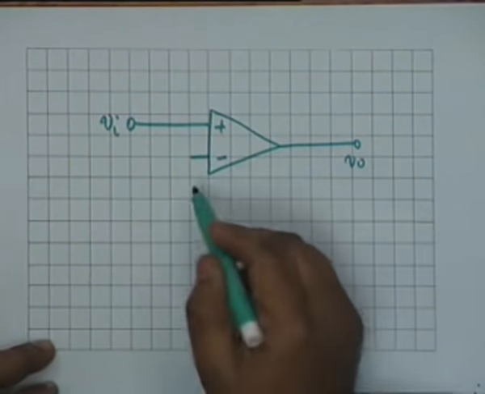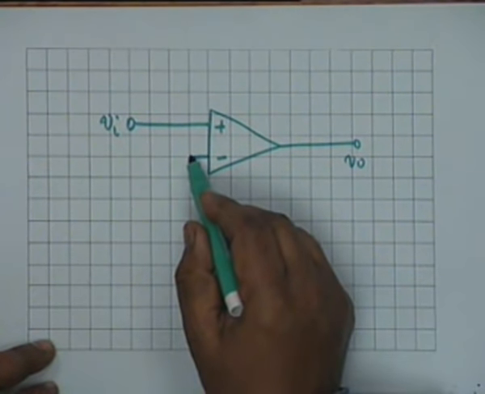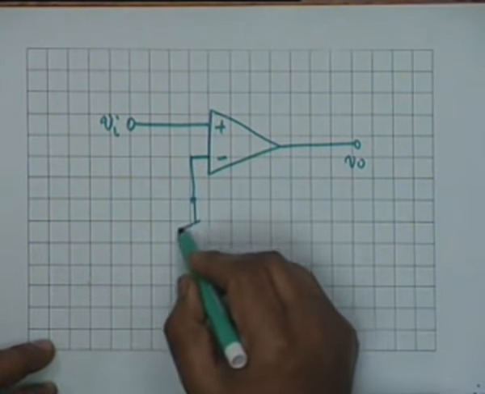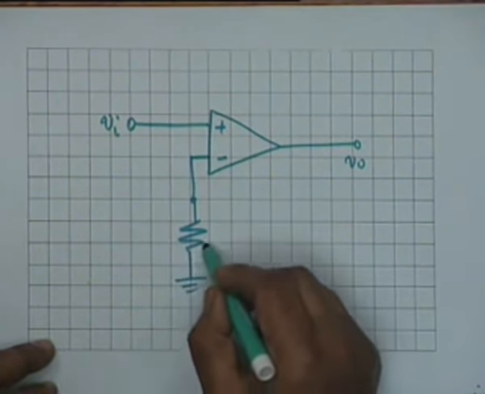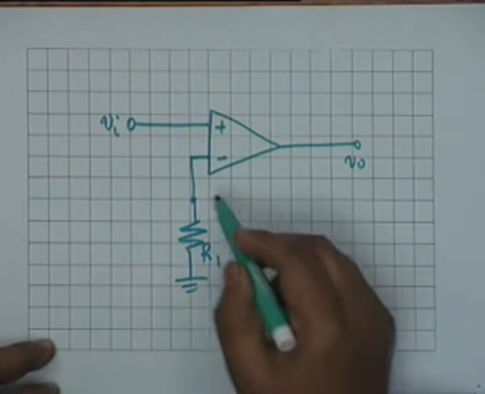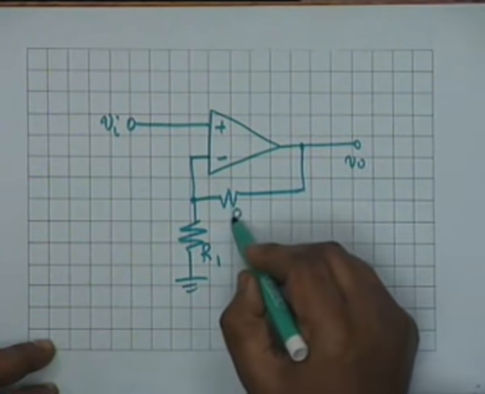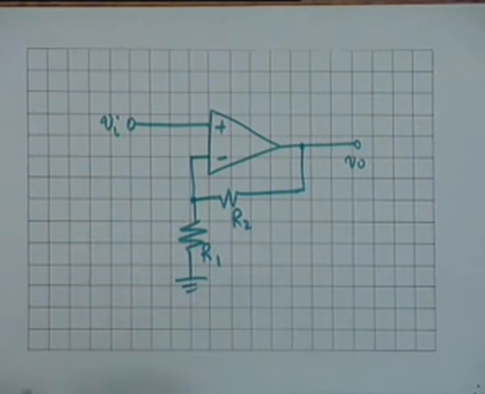Then the configuration is that from the inverting terminal you provide a path to ground through a resistance, let us say R1, and a path to the output through a resistance, let us say R2. This circuit, as we shall show in a minute, acts as a non-inverting gain amplifier.